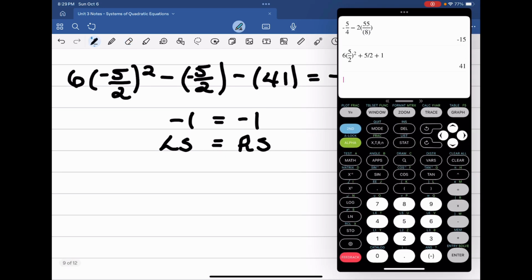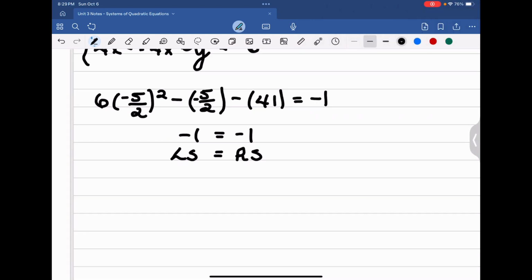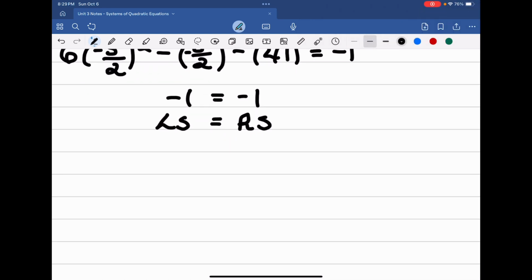Now, let's just double check on the calculator. It's always a good idea. So 6 times the fraction of 5 over 2 squared. Again, I'm not going to leave in the negative because I know when I square a negative, it becomes positive. I'm going to add the fraction of 5 over 2 because of the double negative. And then I'm going to subtract 41 from both of these, and it should give me negative 1. Excellent. Okay, let's plug these x and y's into the second equation.